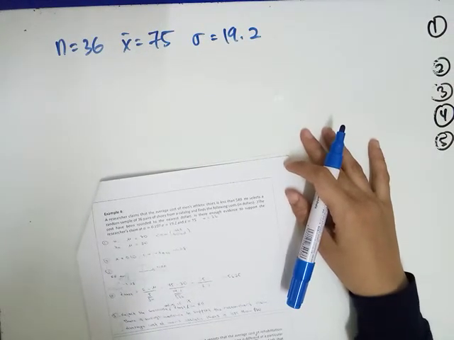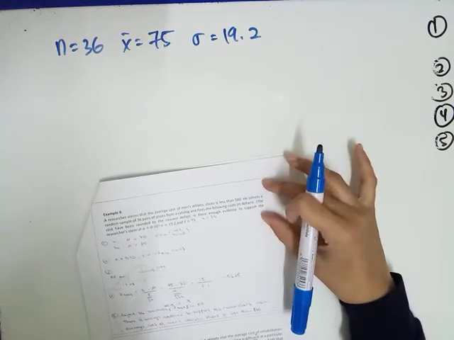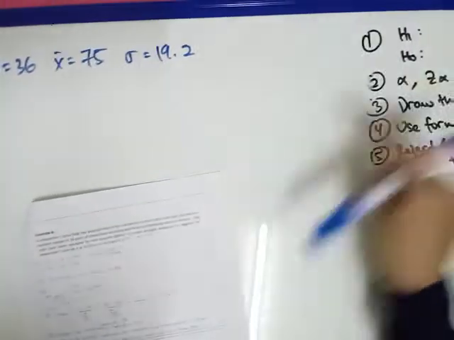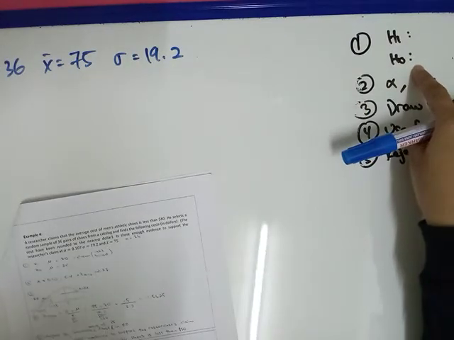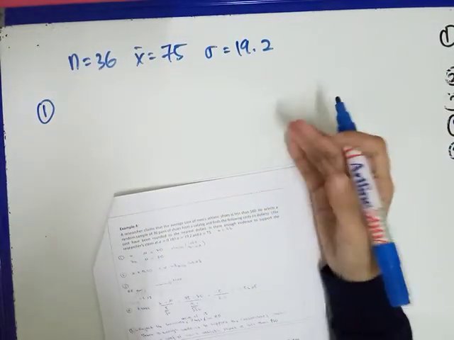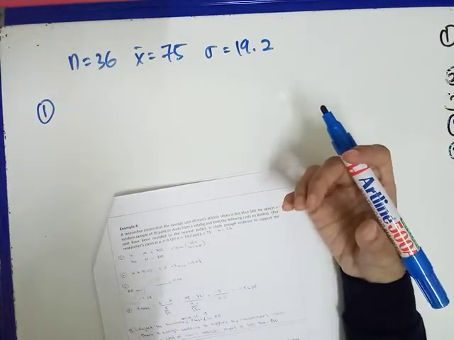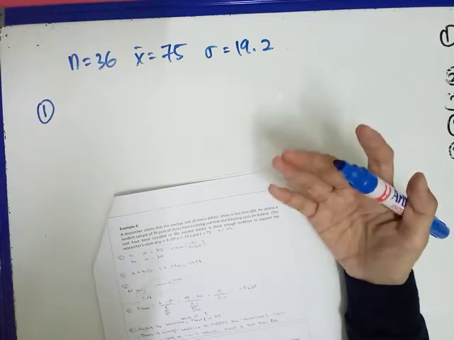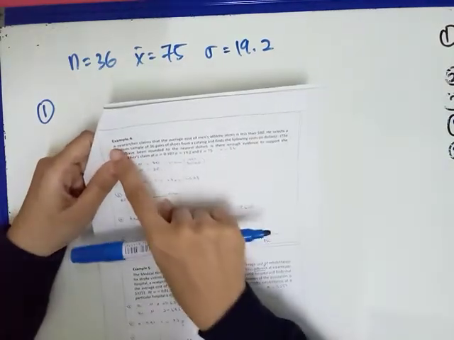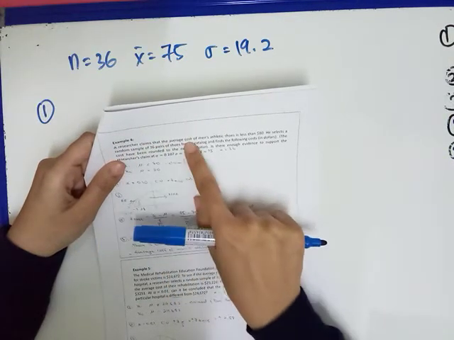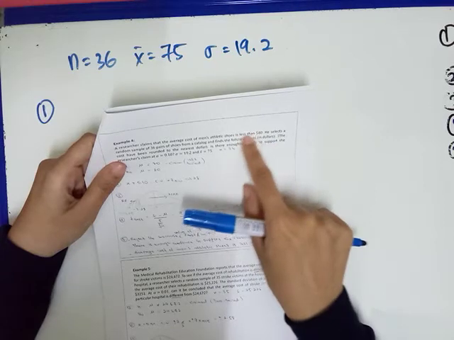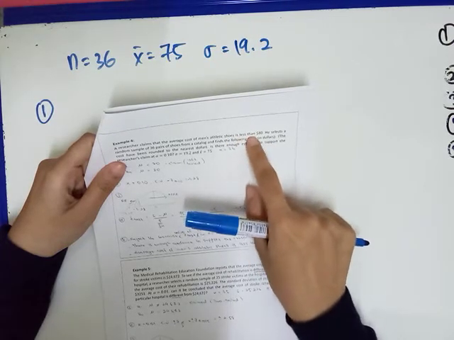To test whether this statement is true or not, you need to use 5 steps. First step is H1 and H0. You need to state that. Okay, so first step, before we state H1 and H0, what is the claim? Look at the first sentence. A researcher claims that the average cost of men's athletic shoes is less than 80. So it gives a hint there, the keyword is less than.